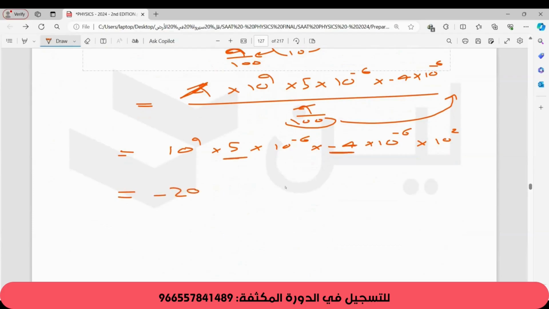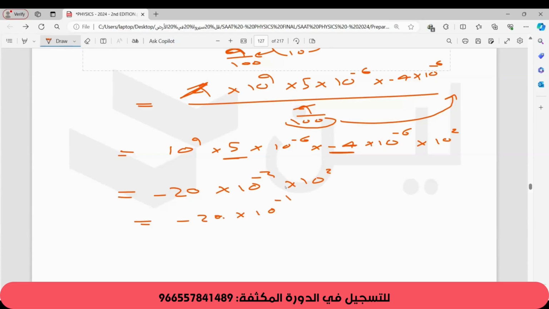You see, maybe it is like this. Then we multiply the 10s. Now 10 to the power minus 6, then 10 to the power minus 6, 10 to the power minus 12. With 9, it will be minus 3. It will be 10 to the power minus 3 times 10 to the power 2, isn't it? So this will be what, guys? Here will be minus 20 times 10 to the power minus 1.